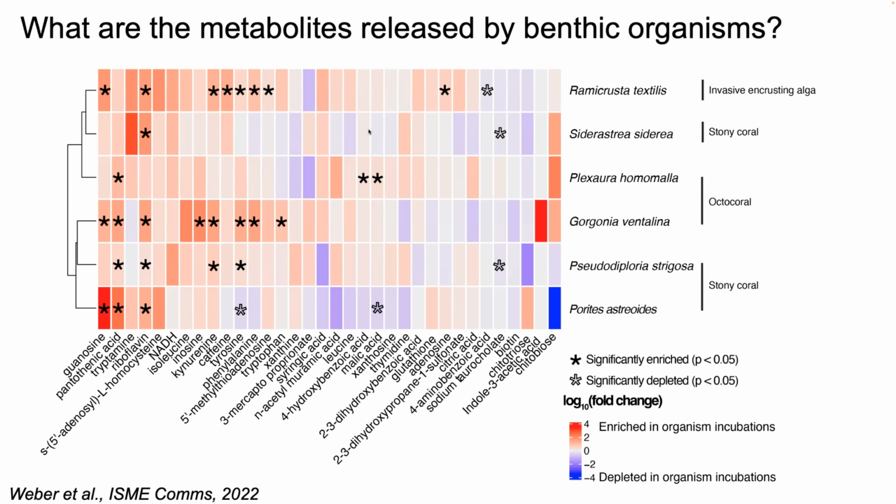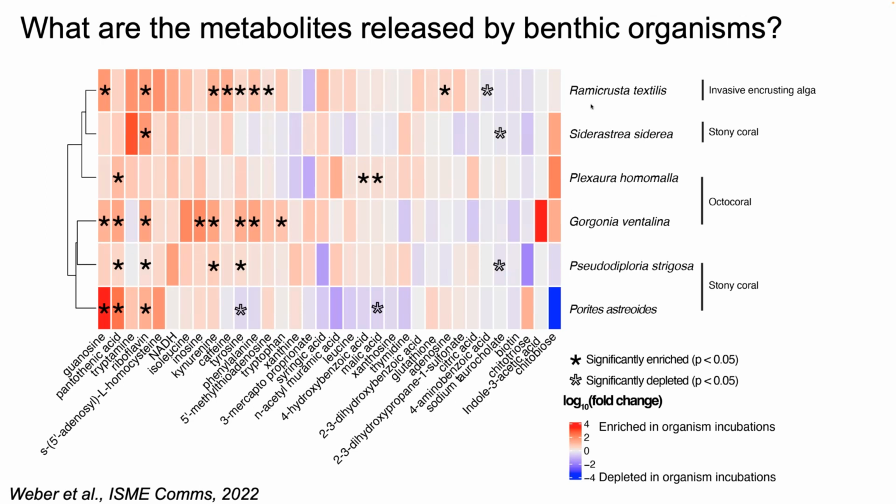We also looked at the metabolites that were being produced by the different reef organisms using the targeted method. And so this is where we ran the samples against a set of known standards, and we're able to quantify their abundance. And so what you're looking at here is a heat map. So if there is a red color, that means the metabolites, which are on the x-axis here, were more significantly enriched in the incubations compared to the control. And if it's blue, that means they were depleted in the organismal incubations.